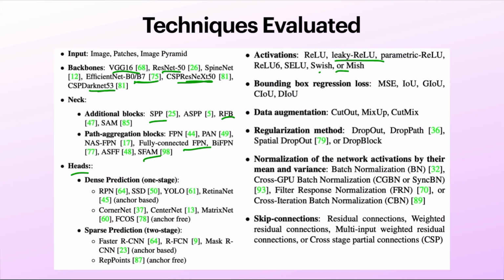And bounding box regression, they have actually experimented with IOU, GIOU, CIOU, all these variations. They finalized DIOU. At the same time, for data augmentation, cutout, mix-up, cutmix, mosaic. So all these things they have tried out. And for regularization, as I mentioned, they have used drop block. But before reaching drop block, they have tried drop path, spatial dropout, all these things. So these are all different methods they have tried out to finalize the things they have used in YoloV4. Right? So this is the complete picture of the techniques they have evaluated so far.